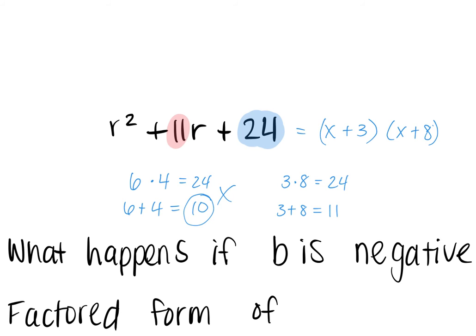Alan? What happened to the r? I'm sorry, you're right. It should be r, not x. Thank you, Alan. Nope, it doesn't matter the order. You could have written r plus 8 times r plus 3, as long as you've got both factors down.